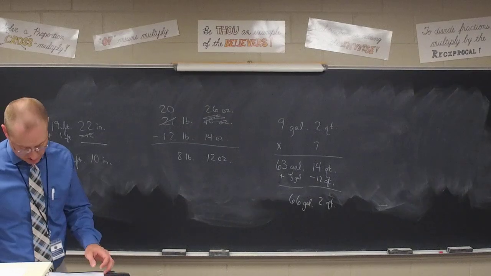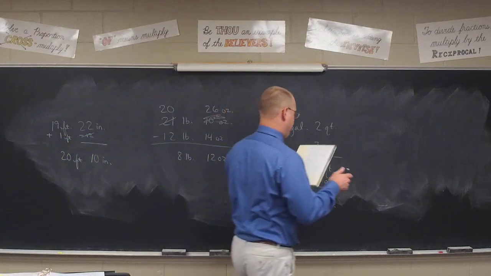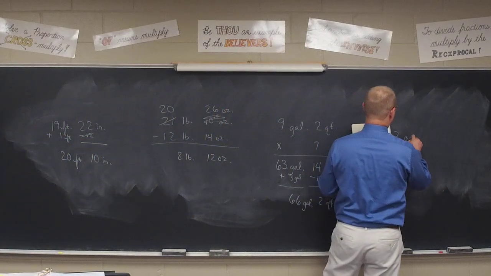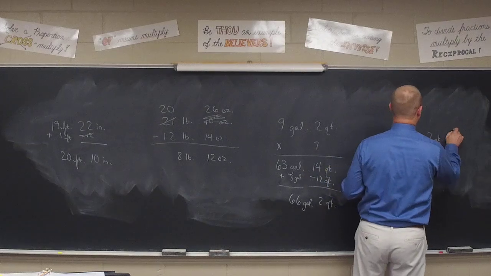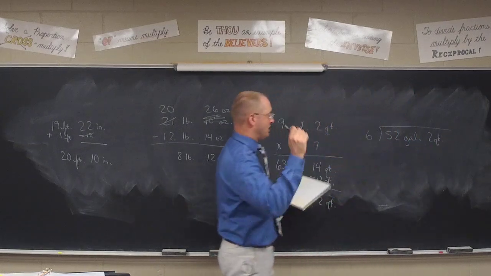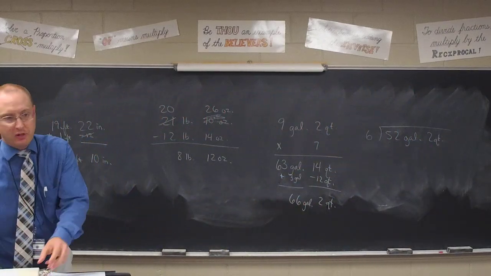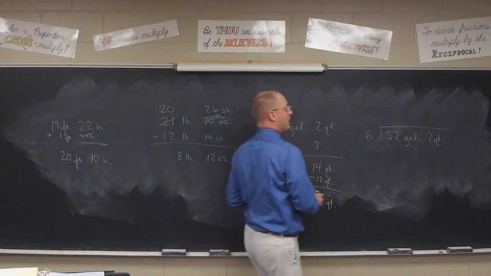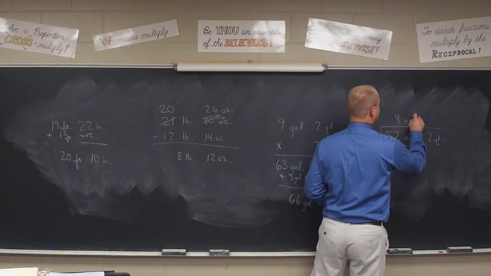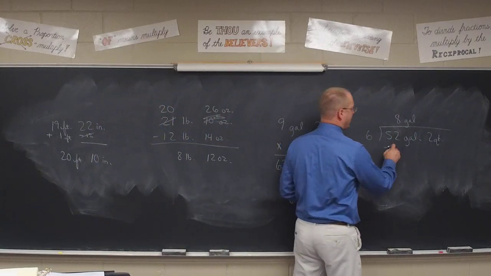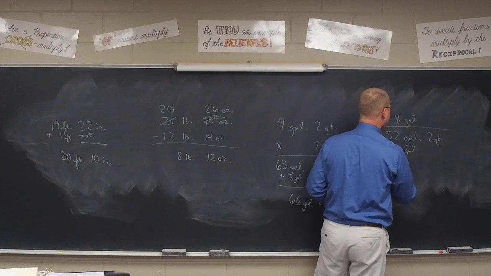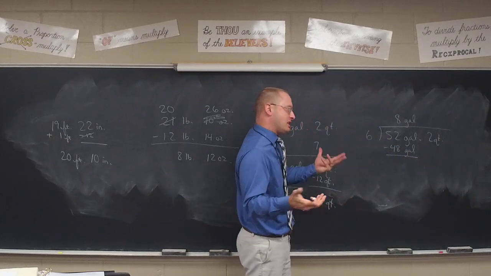And then look at number 64 right after it. We've got 52 gallons and 2 quarts. And they want us to divide by 6. Well, no big deal. We just divide. How many times 6 go into 52, class? 8 times. Because 8 times says 8 gallons. Because 8 times 6, class, is 48. So we subtract the 48 gallons. But I have leftovers, right?